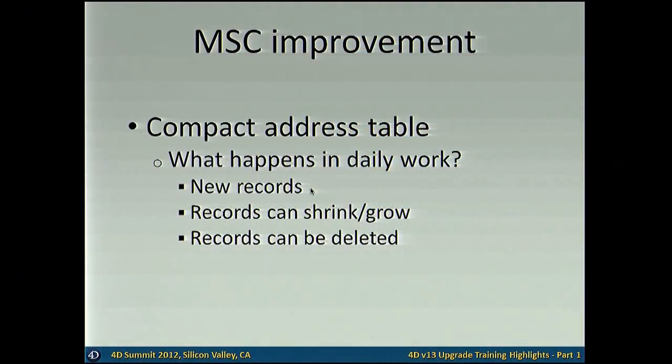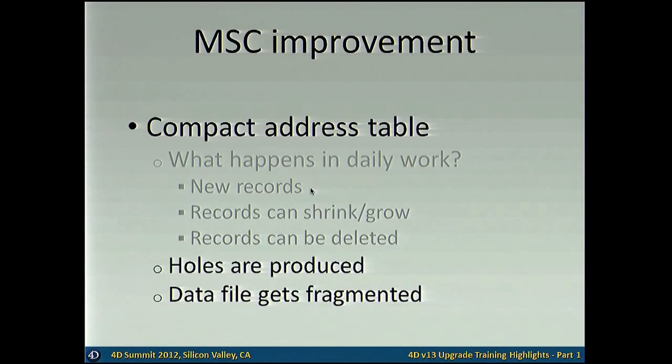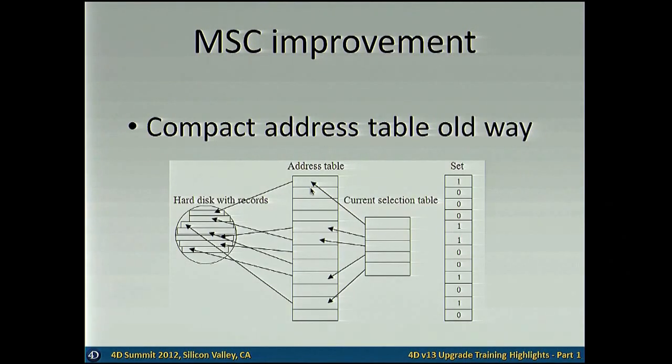And in daily work, you create new records, you modify records, records can shrink and grow, or you can delete records. And all this leads to more fragmentation, more holes. If you delete a record and create a new one, and this record will fit into this hole, it is stored there. But if it is bigger, it is stored at the end of the address table. It's very simply told, it's a bit more complicated, but it's enough for now. And so holes are produced and data is fragmented, and then it can look like this.